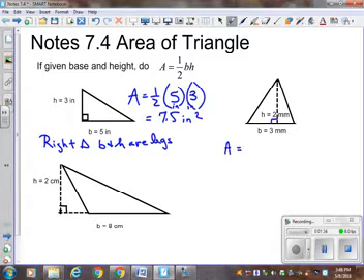So in this problem, we're going to do 1/2 times 3 times 2 for the base and the height. And since 2 cancels out 2, the answer is going to be 3 millimeters squared, because I'm multiplying millimeters by millimeters.